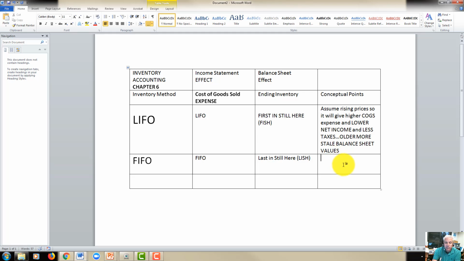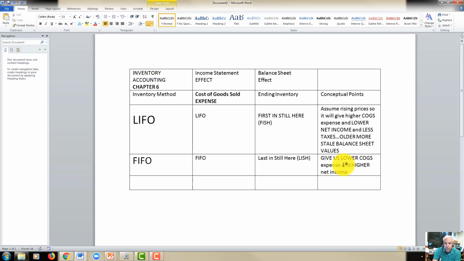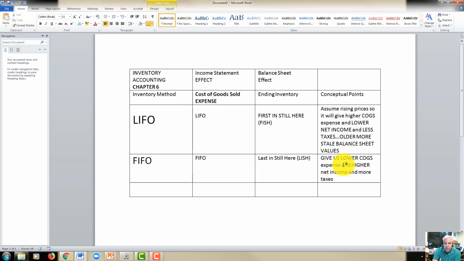For FIFO, first in, first out, we're going to assume rising prices as well, which means that, because first in, first out are the older layers, it gives us lower cost of goods sold expense and higher net income. And that means we're going to pay more taxes.